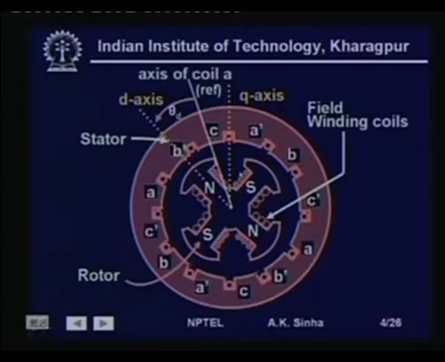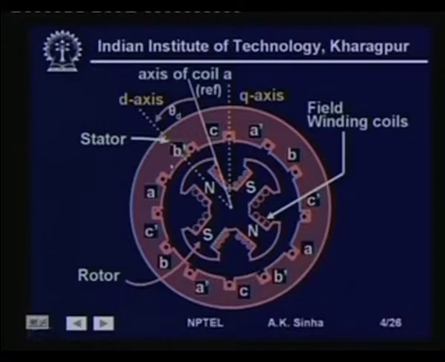So, we have here a 60 degree displacement between A dash and B dash mechanically, whereas electrically this displacement is 120 degrees.